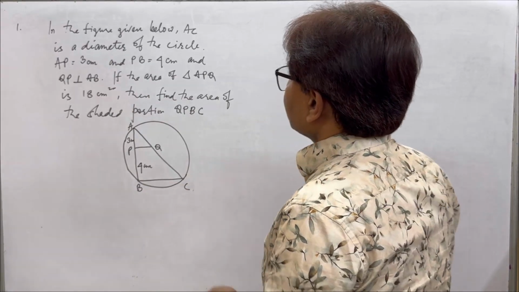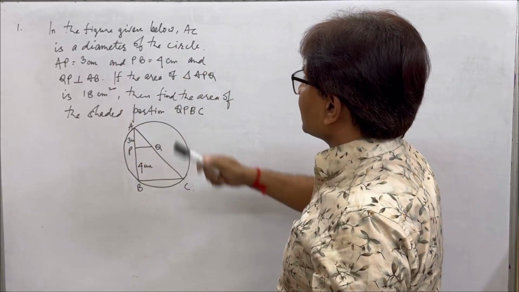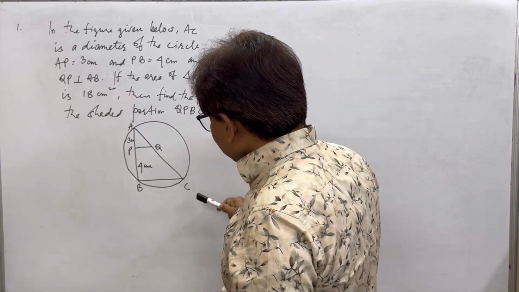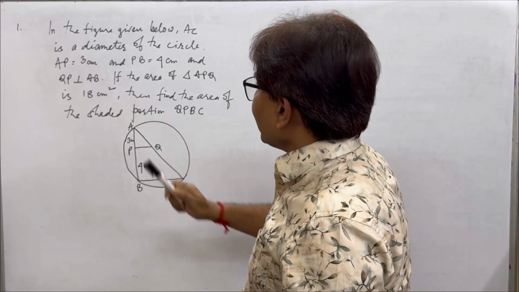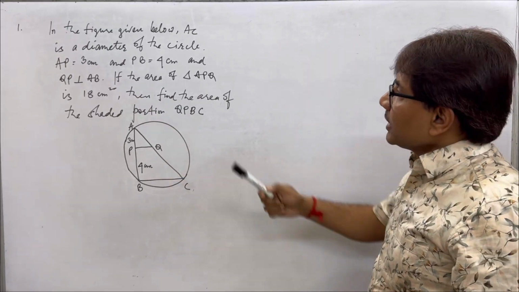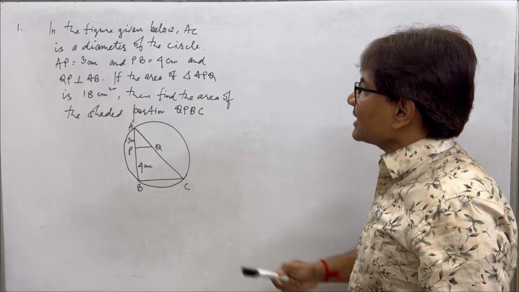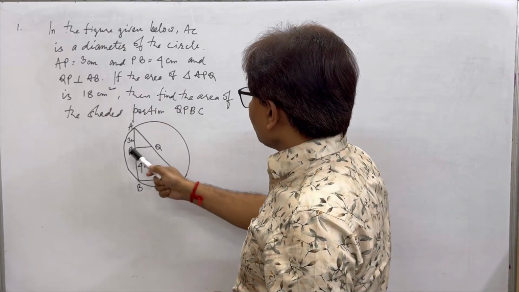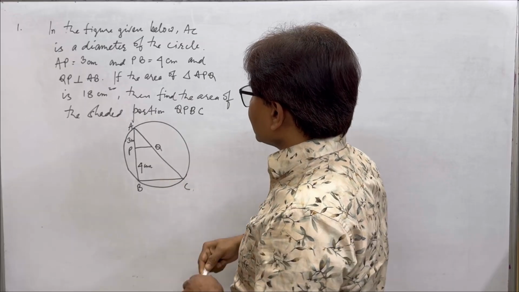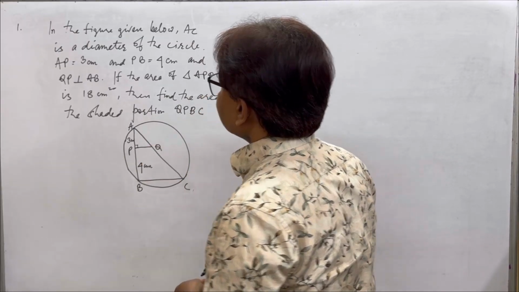I am starting. Question number 1. In the given figure given below, AC is a diameter of the circle. AP equals 3 centimeter, PB equals 4 centimeter, and QP is perpendicular to AB. This is 90 degree. That means here it is given, it is 90 degree.